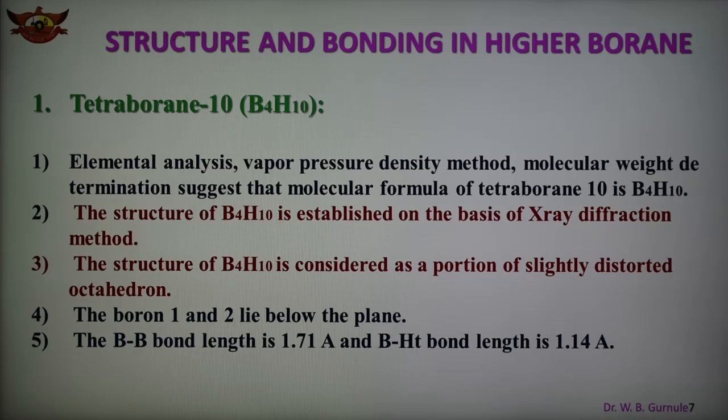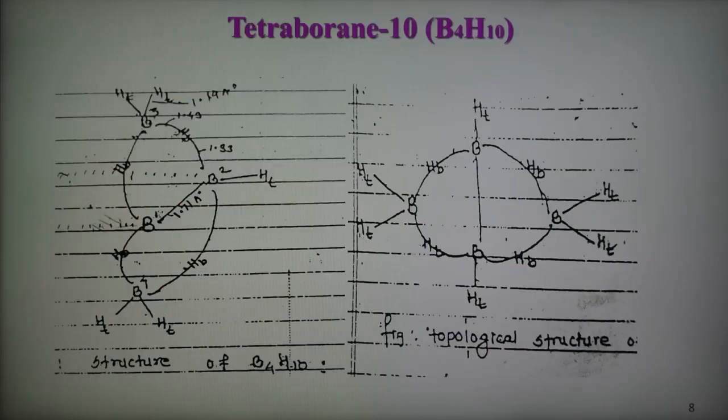On the basis of X-ray diffraction method, the structure of B4H10 is considered as a part of a slightly distorted octahedron. Boron 1 and boron 2 lie below the plane. The boron-boron bond length is 1.71 angstrom, and the boron terminal hydrogen bond length is 1.14 angstrom. These are the details about tetraborane 10, whose formula is B4H10.